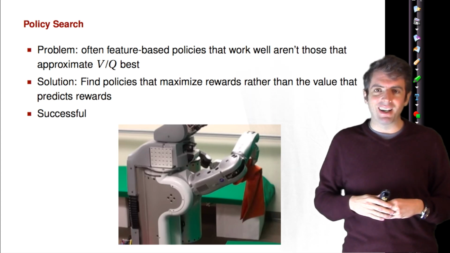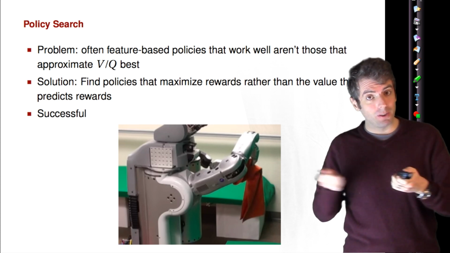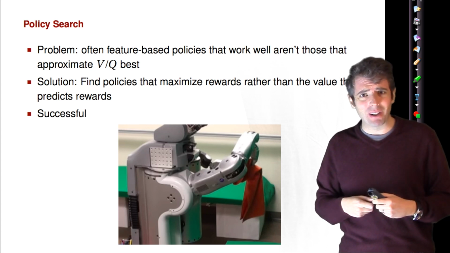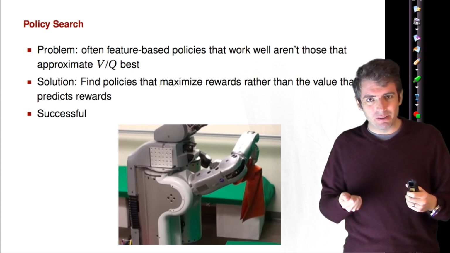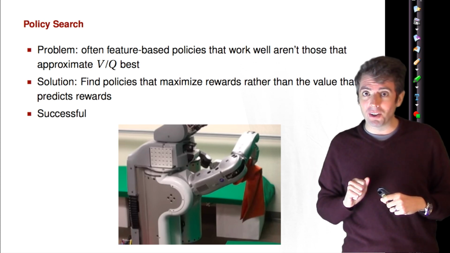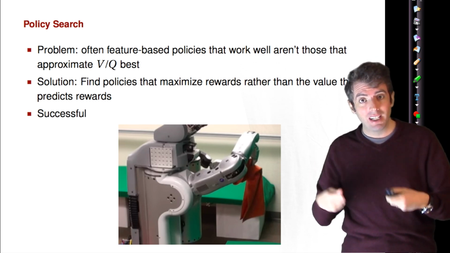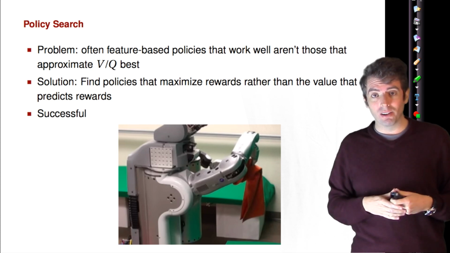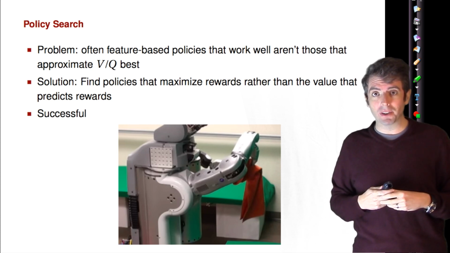Here's an example of a robot trying to fold a towel. This is actually a very difficult problem for a robot to do because towels are deformable and soft, and so you have to use techniques like this to learn what a robot should be doing at a particular state.